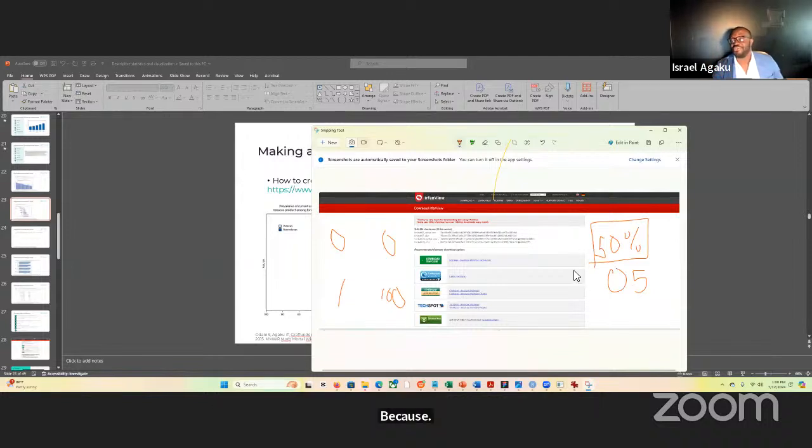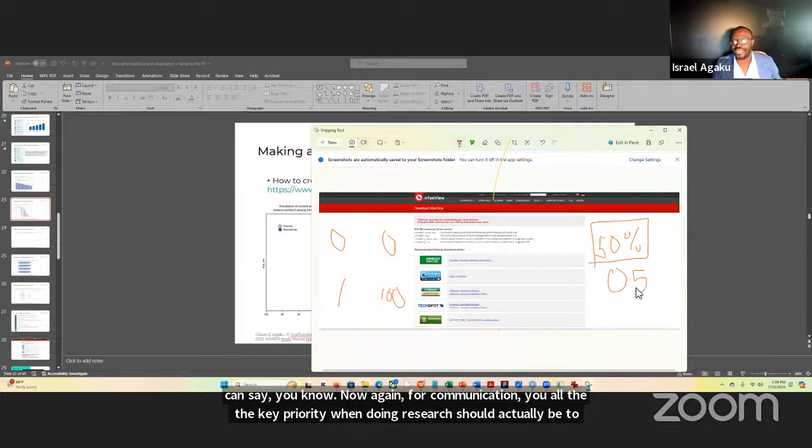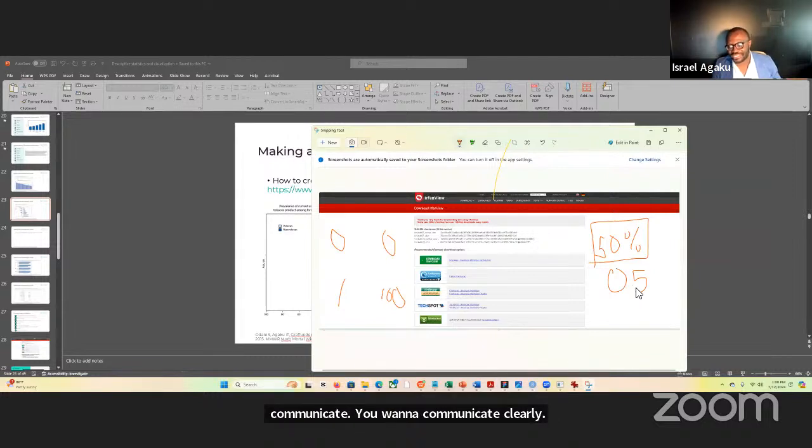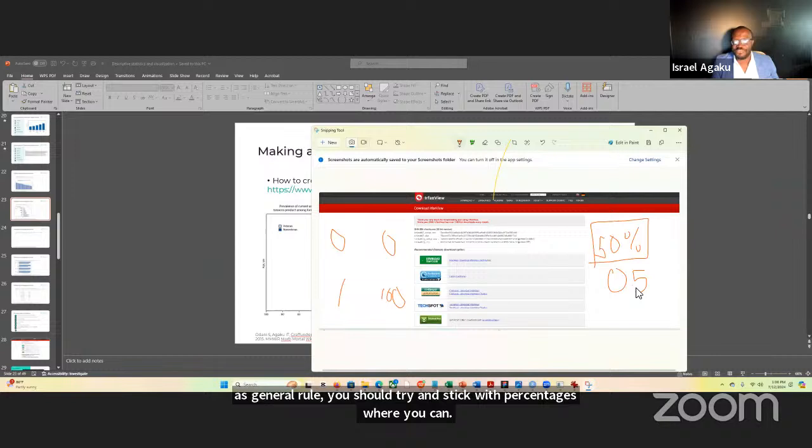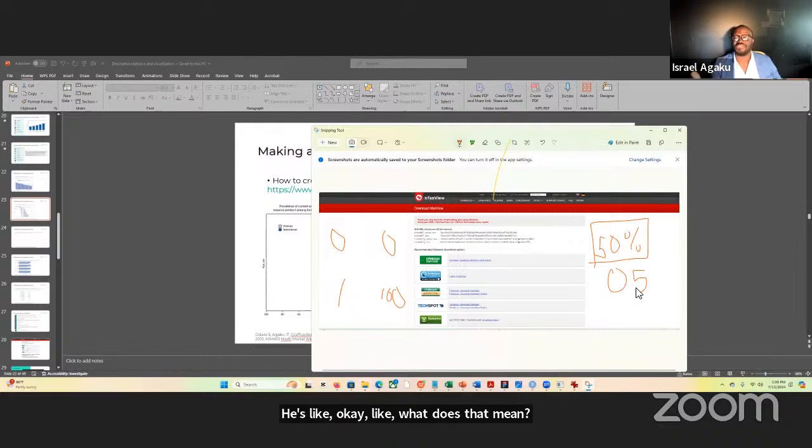So again, for communication, the key priority when doing research should actually be to communicate. You want to communicate clearly so people understand what you're saying. Between proportions and percentages, obviously, percentages are easier to communicate. So as a general rule, you should try and stick with percentages where you can, right? Because it's kind of confusing saying 0.5 smoked. It's like, okay, what does that mean? But if you say 50% smoked, it's very clear to everybody what you're saying.